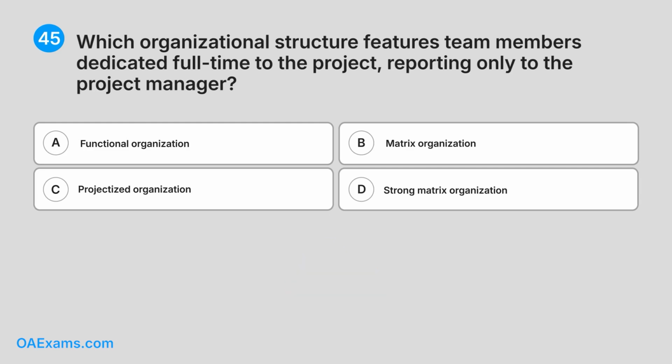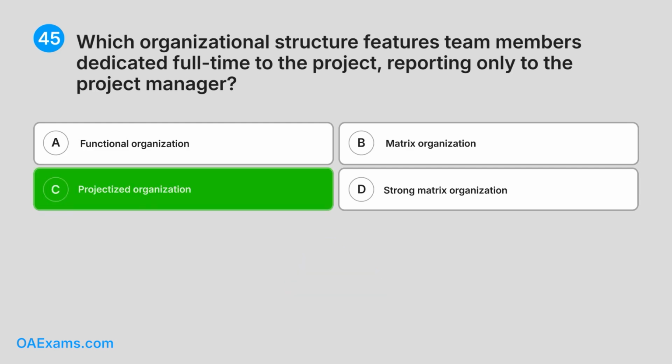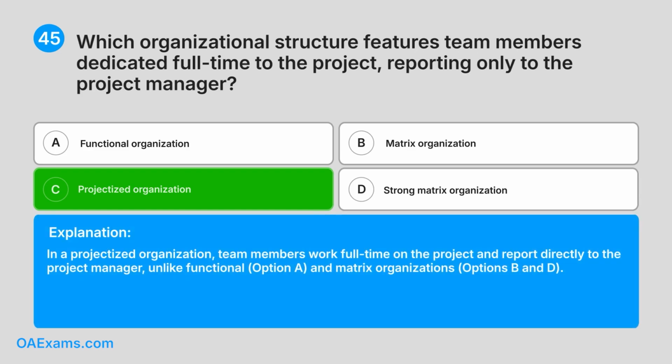Correct answer: C. Projectized organization. Explanation: in a projectized organization, team members work full-time on the project and report directly to the project manager, unlike functional, option A, and matrix organizations, options B and D.